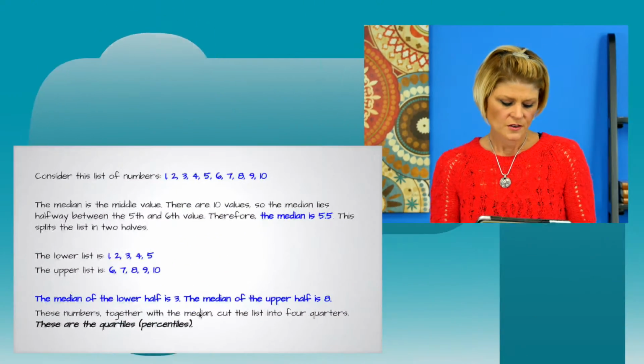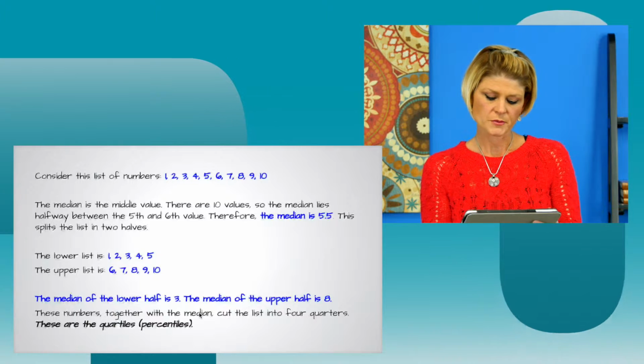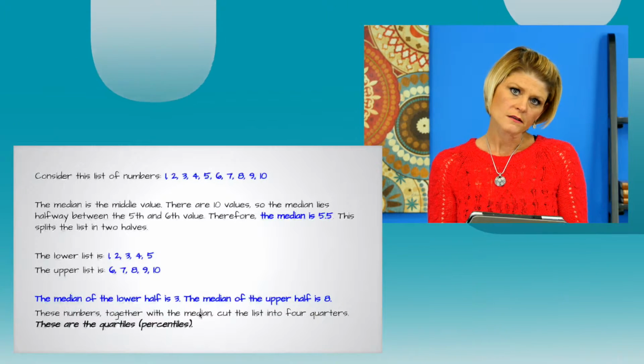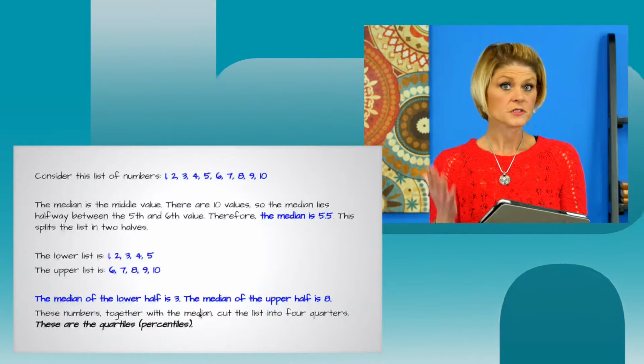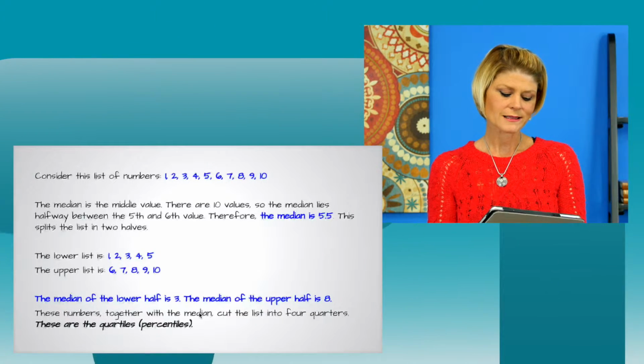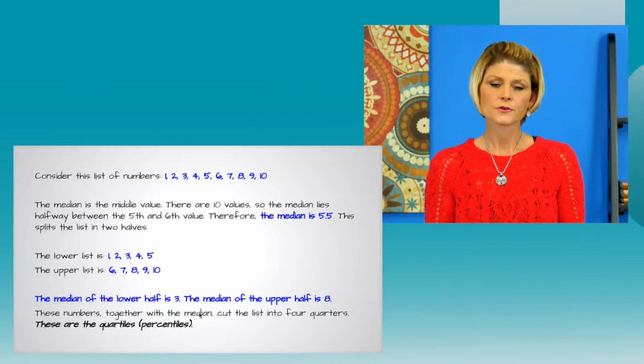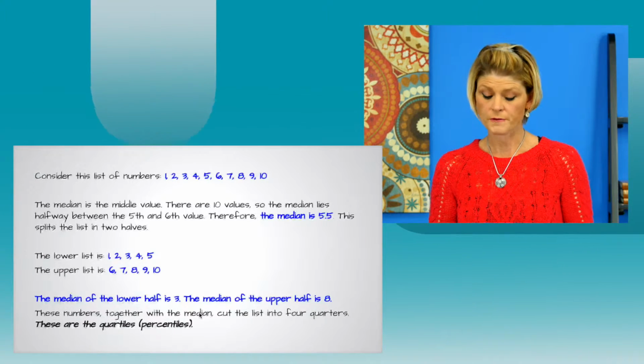All right, we're going to jump right in with an example. First of all, let's consider this list of numbers. We have 1 through 10, basically. The median we know is going to be the middle value. Now there's 10 values, so the median lies halfway between the fifth and sixth values. So therefore our median is going to be 5.5.